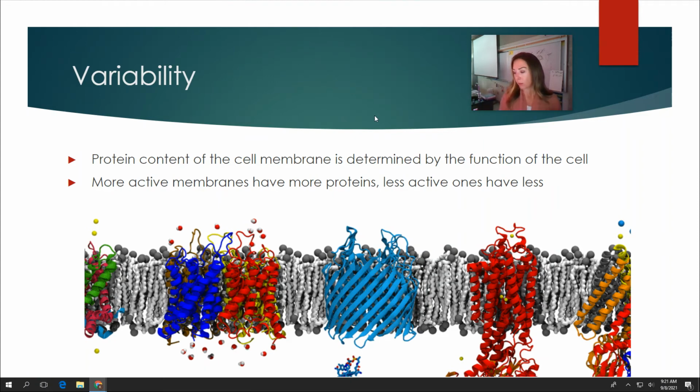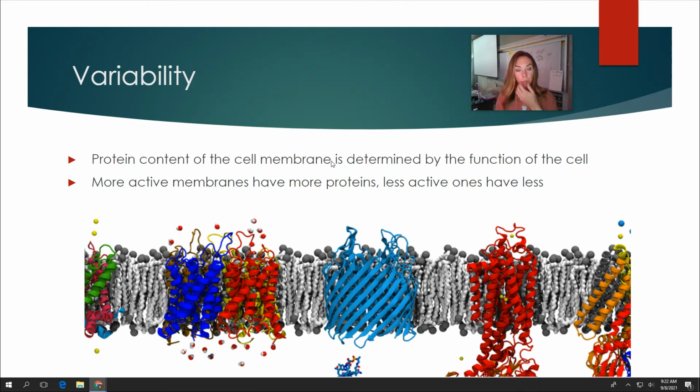So I need certain cells in certain parts of my body that have receptors for glucose, for insulin, things like that, for different types of hormones. And then some might not need anything, that are just structure cells. They keep things together, or they're just dividing, and those membranes don't have a lot. Okay, so the protein content determines the function of the cell.